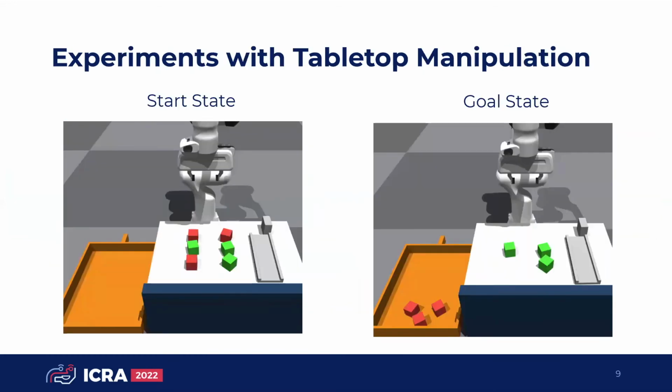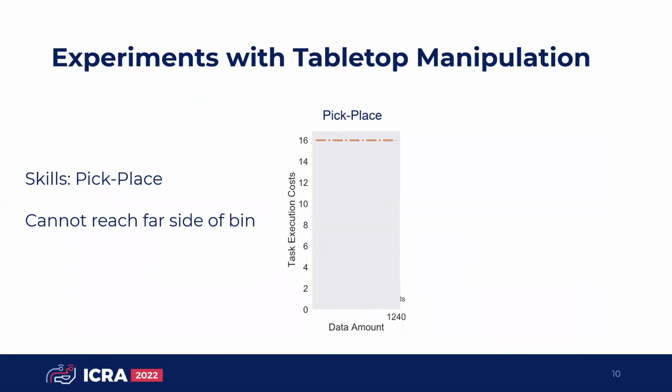We use the tabletop manipulation domain to show the benefits of our approach. In this domain, we have a set of red and green blocks on the table. The goal is to put the red blocks into the far side of the yellow bin, which is not directly reachable by the robot. At start, we only have the pick and place skill. Since the task is infeasible with this skill, we get a very high execution cost shown on the y-axis here.